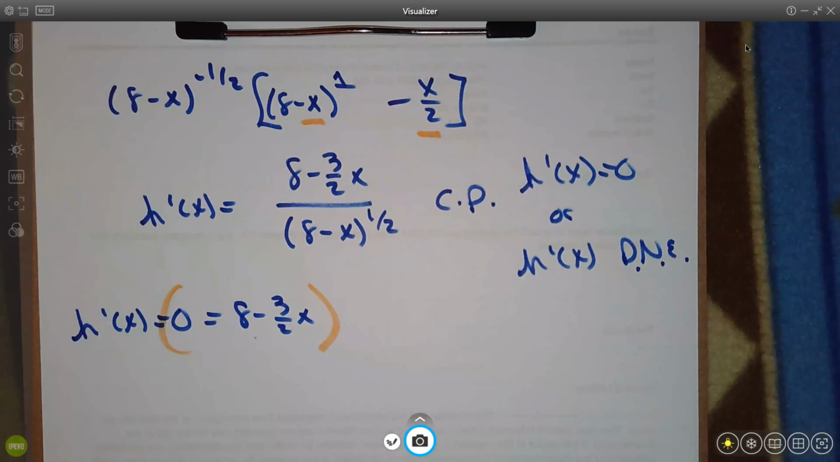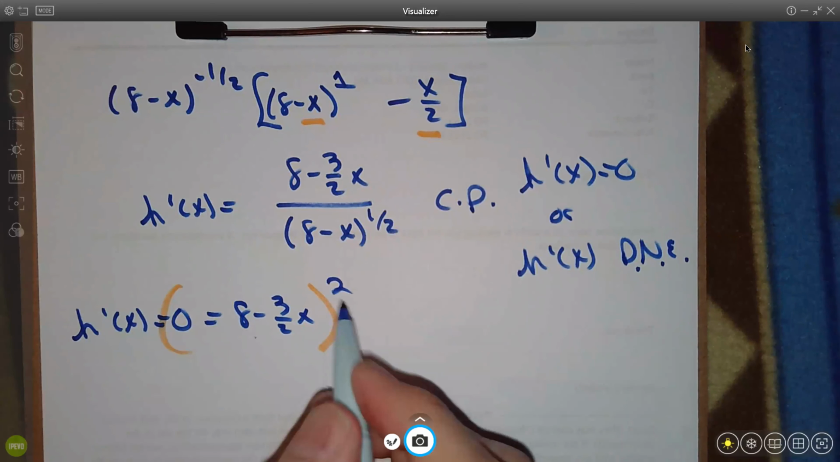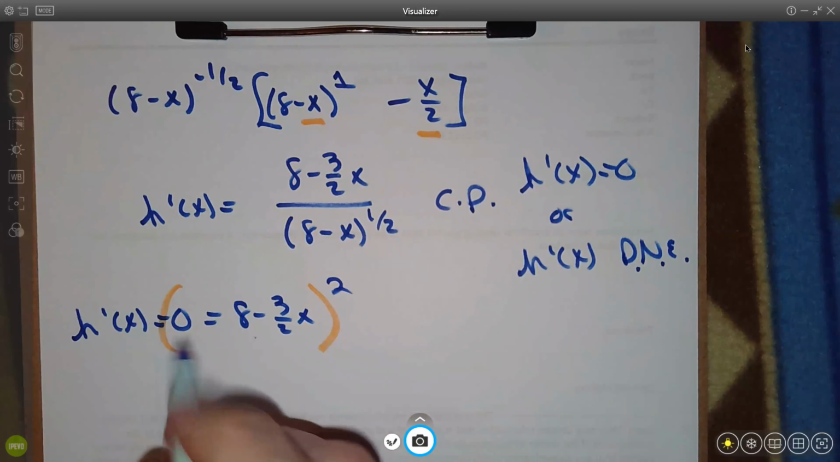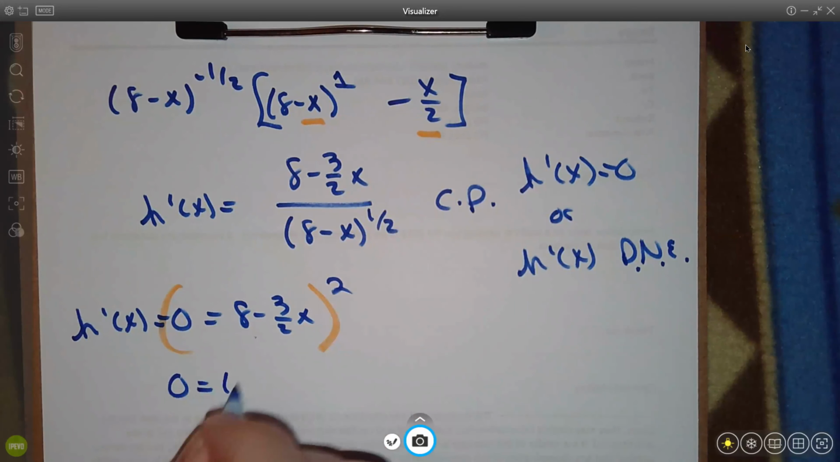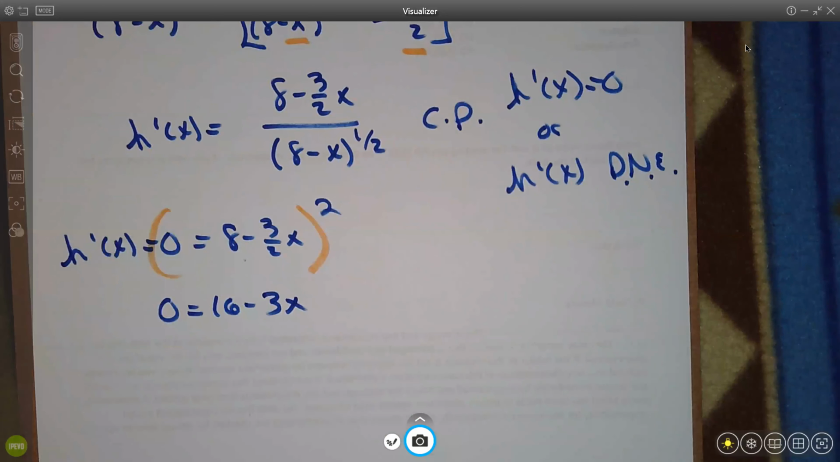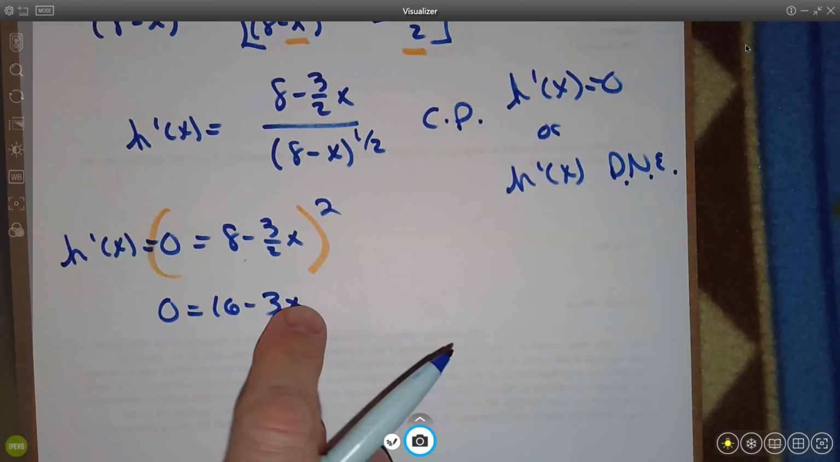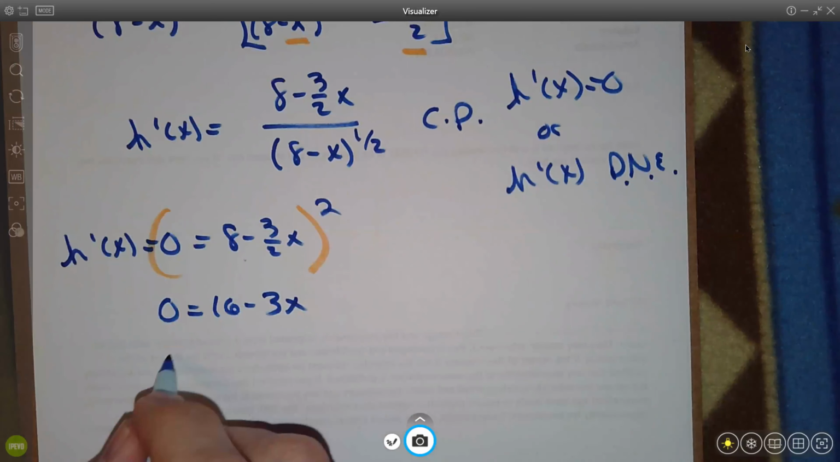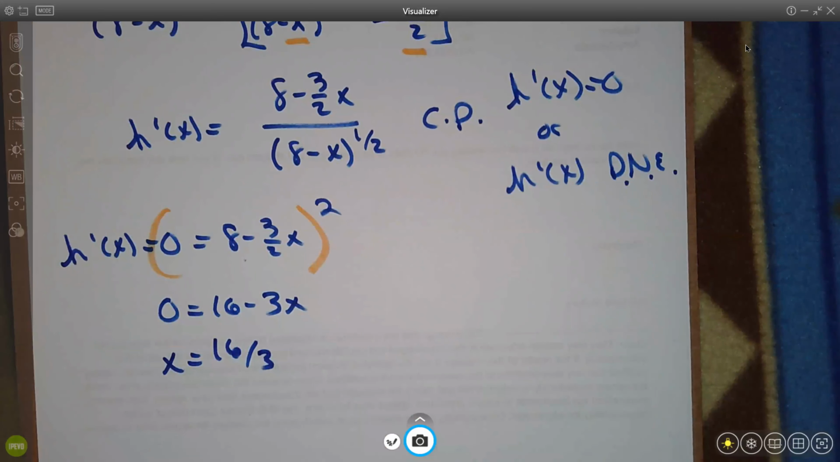A lot of you don't like fractions, so let me get rid of them. I'll multiply everything by 2. 2 times 0 is 0. 16 minus, the 2's will cancel, 3x. Moving to the other side, I end up with x equals 16/3. Yay.